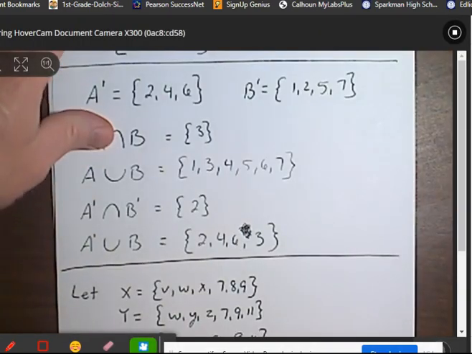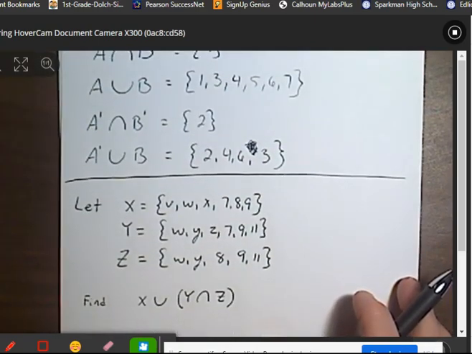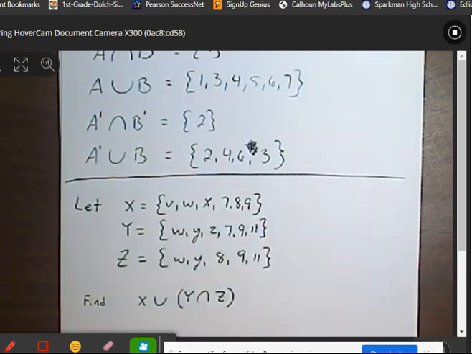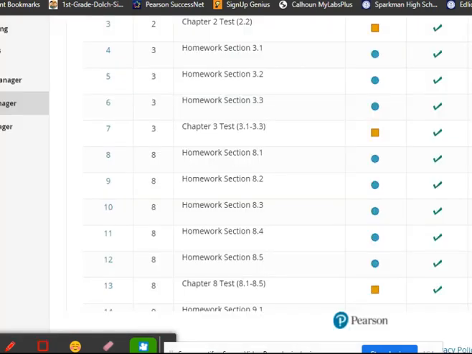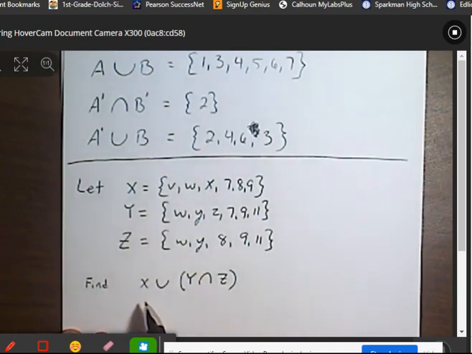Sorry, you can't see the bottom part. Pull it up a little bit more. There we go. Okay, so set X is V, W, and a smaller x, 7, 8, 9. Y is W, Y, Z, 7, 9, 11. And then set Z is W, Y, and then 8, 9, 11. They ask you for a compound statement basically: X union with the intersection of Y and Z.